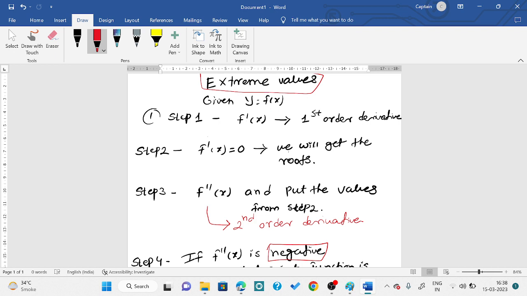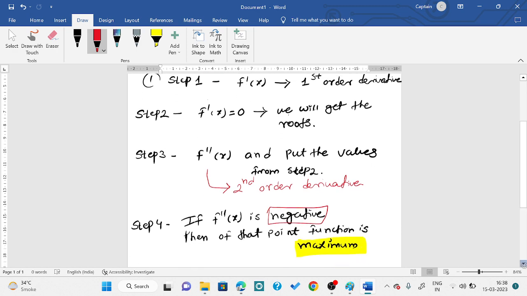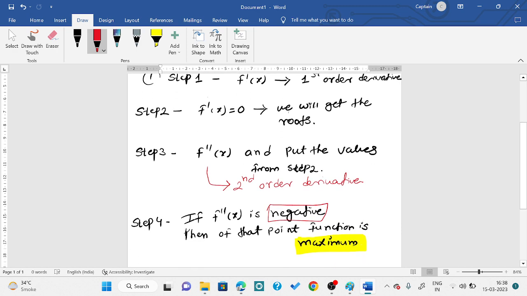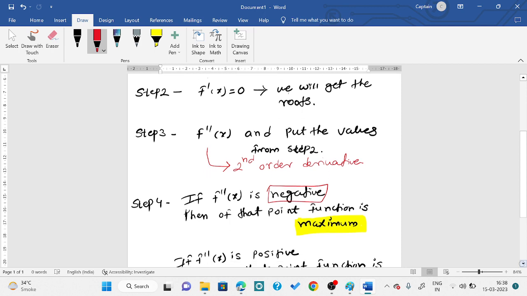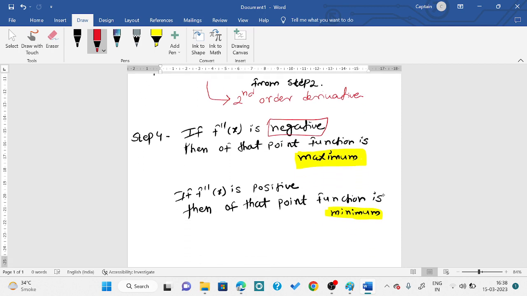That means a solution. What should be step 3? Here we are getting 2 or 3 values of x, and then we need to put those values in f double dash of x. Now what is f double dash of x? It is nothing but the second order derivative. If f double dash of x is negative, then the function is maximum, and if f double dash is positive, then the function is minimum. This is basically the theoretical concept of finding the maximum and minimum value of a function.